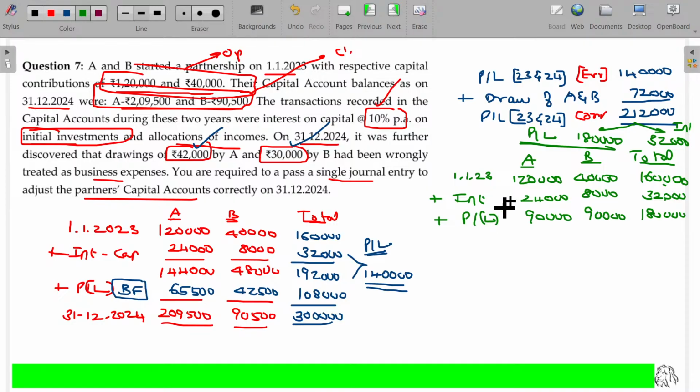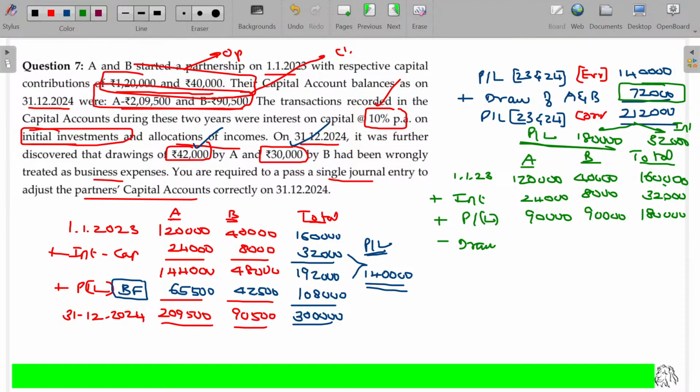So then what happens? The drawings debited to the P&L account wrongly is now reversed. As we have reversed this, the profit is increased to be distributed to the partners based on the correct one. We have done that. And where should it be adjusted now? The drawing should be subtracted from the capital account. We have to debit the capital account, right?